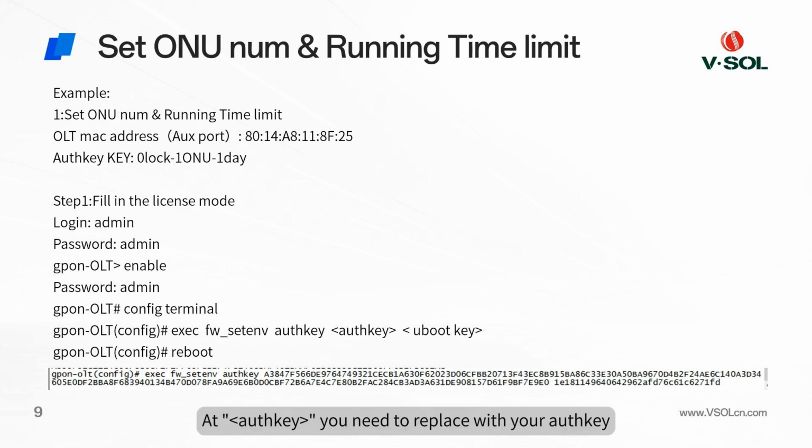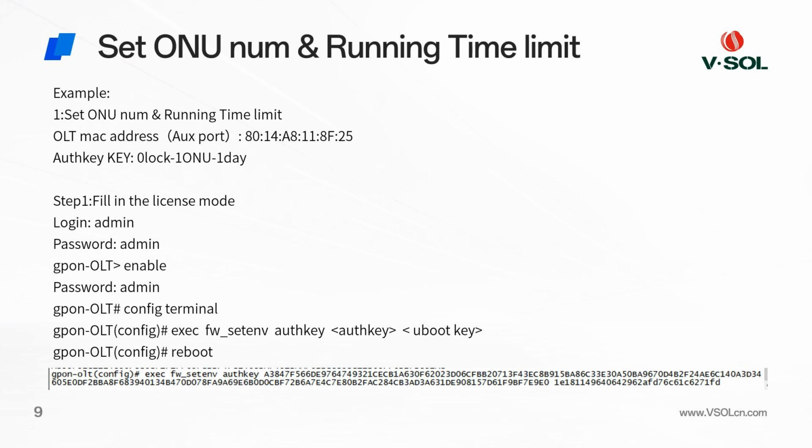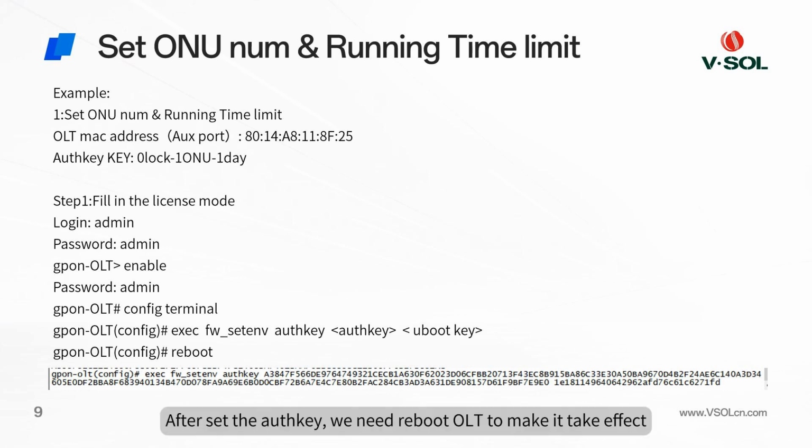At the off key, you need to replace it with your off key. At the U-boot key, you need to replace it with your U-boot key. Other commands, please enter as they are. The commands are like the example photo. Please use the correct key. If the key is not true, the off key cannot be set. After setting the off key, we need to reboot the OLT to make it take effect.